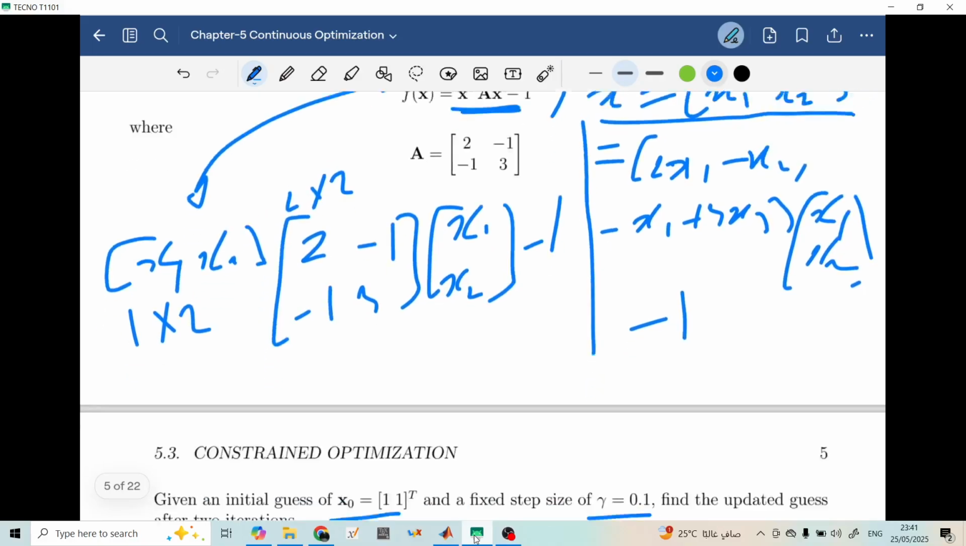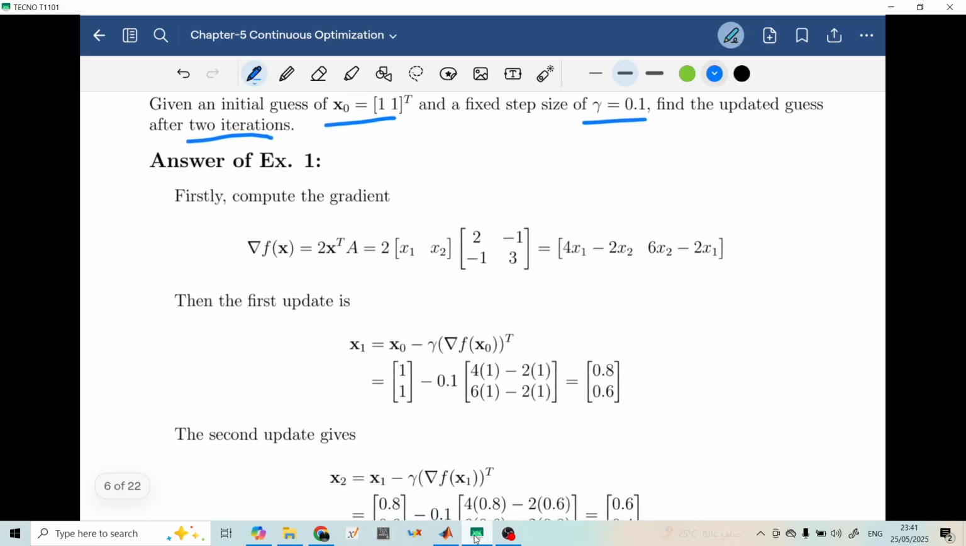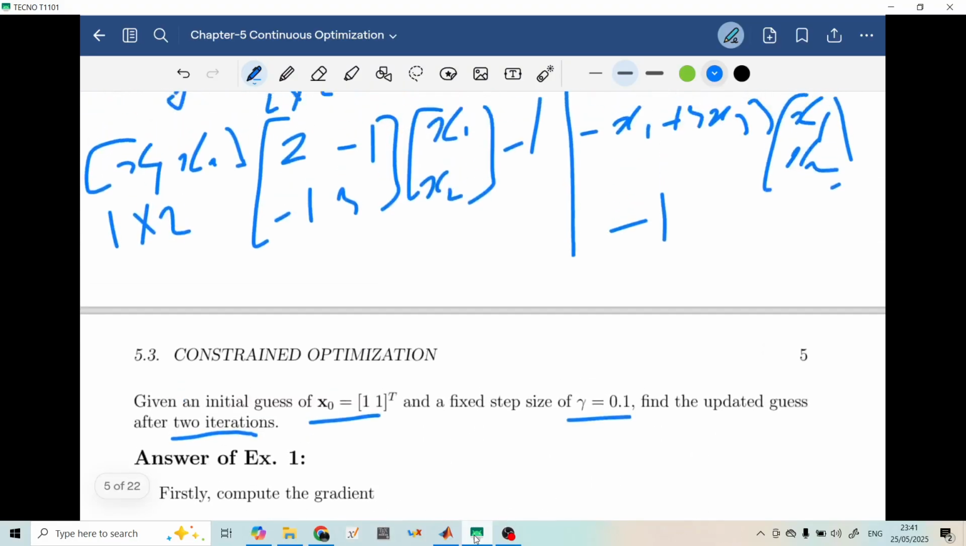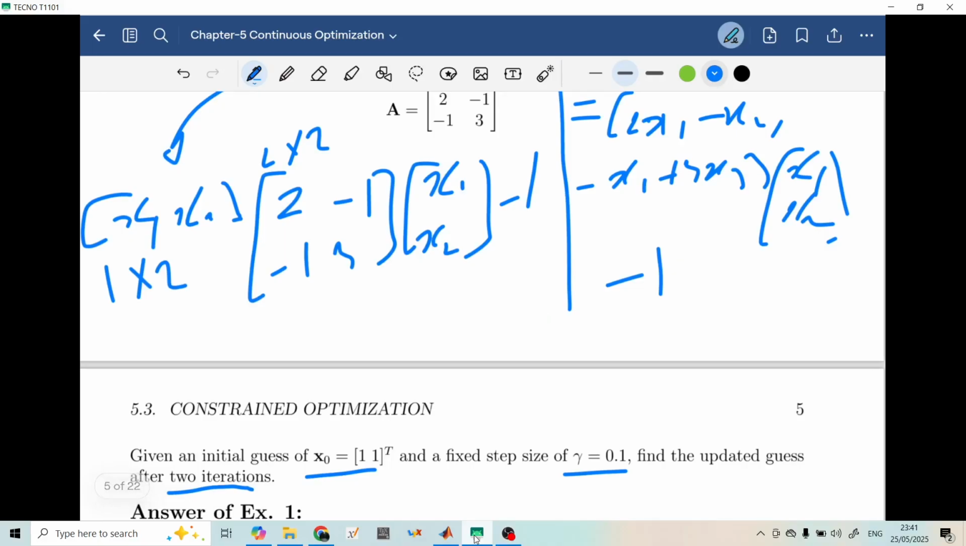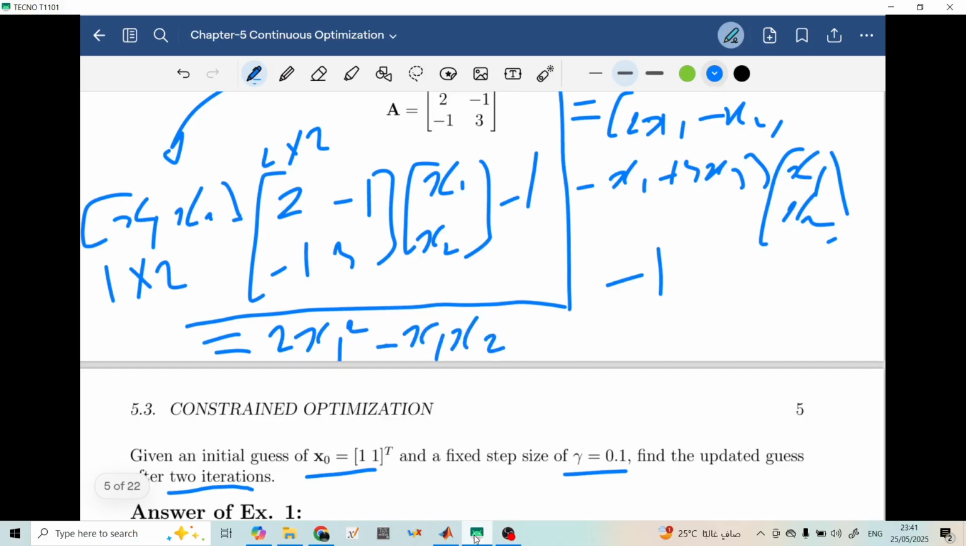Now if you multiply it again, you'll get the quadratic form right here. So let's write it down. It's a bit cramped, no problem. It's x1 squared, minus x1 x2 plus 2x1 x2 plus 3x2 squared, minus 1.